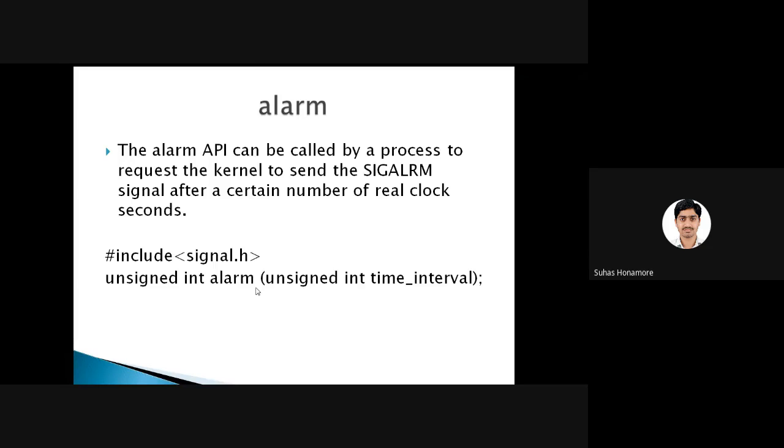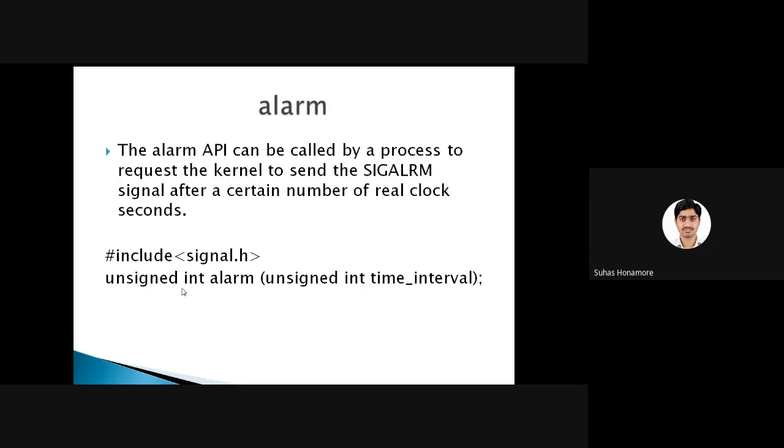So what it will do is the alarm signal, SIGALRM. This signal will be sent after some real clock seconds. What is the real clock? In your system you will have a clock, which we normally call the real clock. After some seconds, whenever that clock expires, the signal will be sent by alarm to the process which is calling this alarm API.